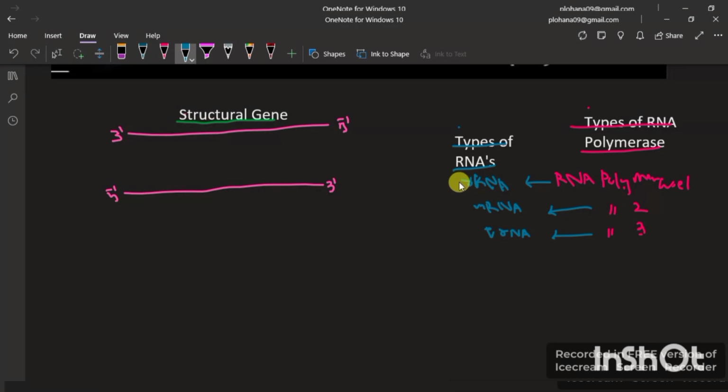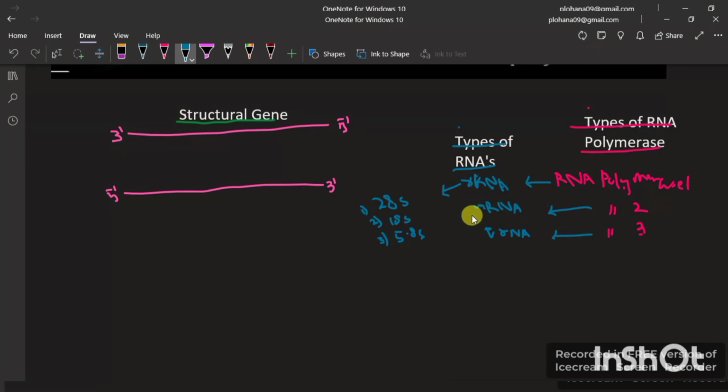In rRNA, we have three further types. First is 28S rRNA. Second, we have 18S rRNA. And third, we have 5.8S rRNA. These were the types of rRNA, which is ribosomal RNA.